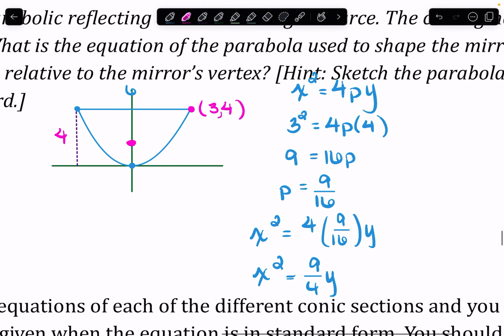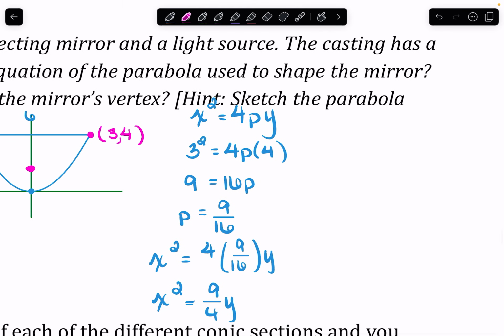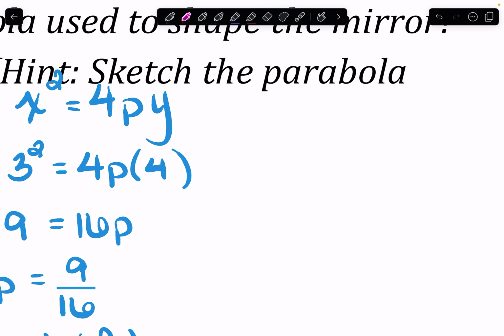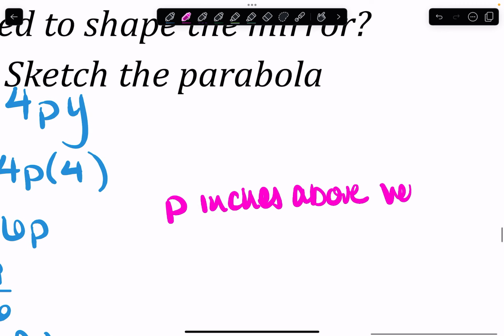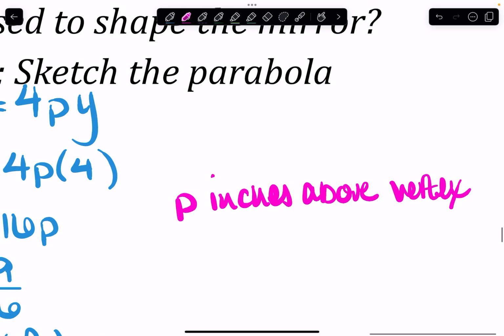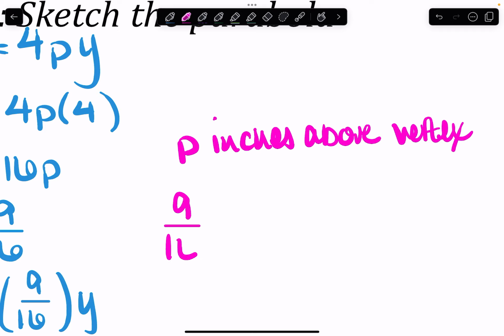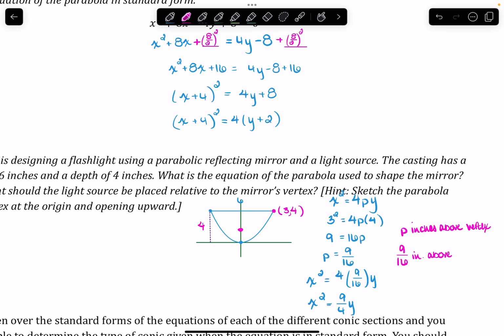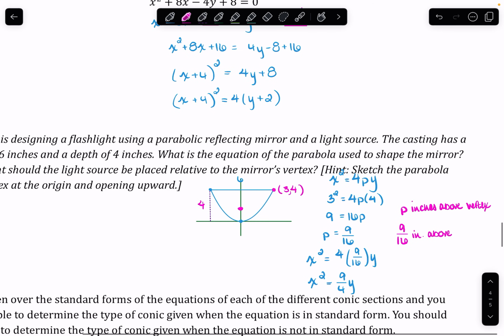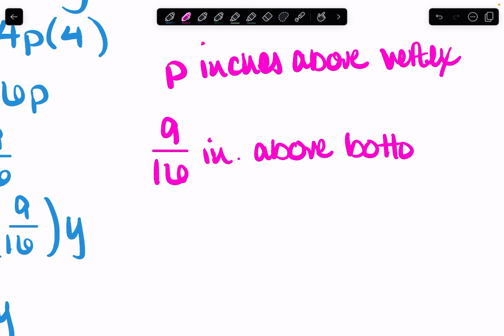So the light source should be placed at, that is going up p units from the vertex (0, 0). So it should be placed 9/16 of an inch, speaking in context, above the vertex. So we'll say p inches above the vertex. And since p is 9/16, we're going to place it 9/16 of an inch above, I guess you could say, above the bottom of the casting. Because the flashlight technically doesn't have a vertex, it has that casting shell, which we're going to place it at the bottom of.